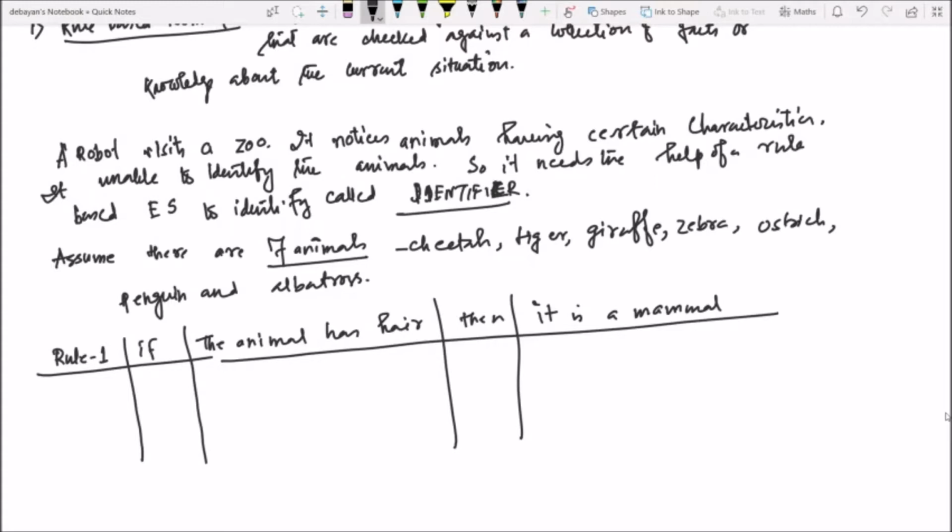So we can say that, and rule 2, say, I'm not writing all the rules.